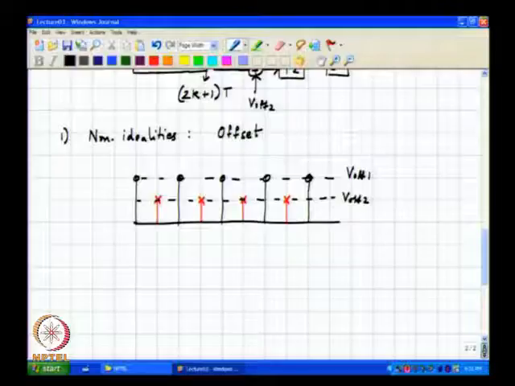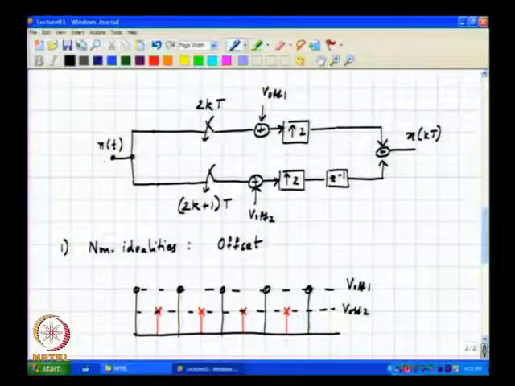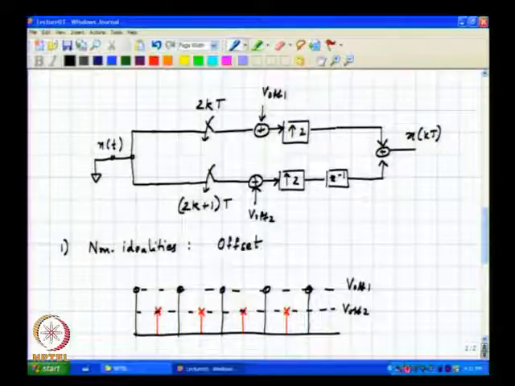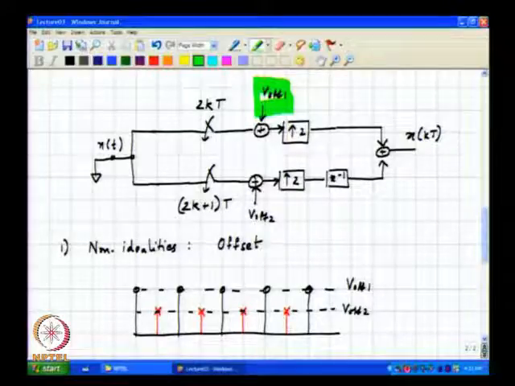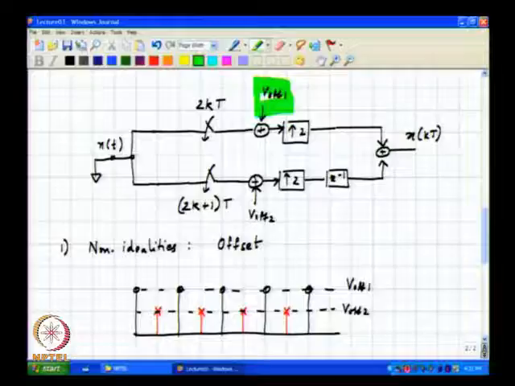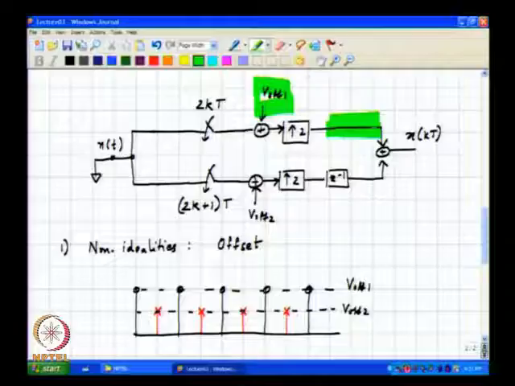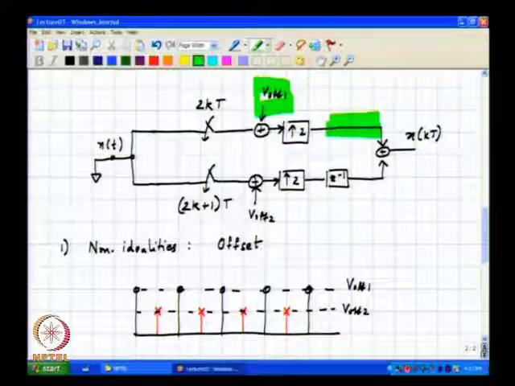V offset is a constant which is added to every sample in that channel, correct. If this input was grounded, what would we expect ideally at the output? All zeros. Now what is happening is that each channel is adding a constant but fixed offset to all samples. So instead of the output of the top channel being 0 0 0, it is V offset 1 V offset 1 V offset 1, but these are only the even samples.